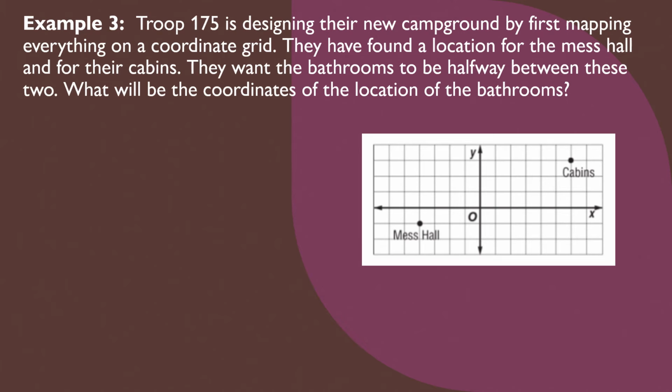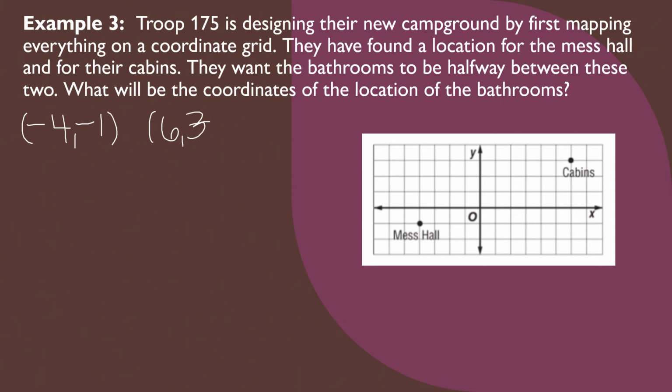All right, Troop 175 is designing their new campground by first mapping everything on a coordinate grid. They have found a location for the mess hall and for their cabins. They want the bathrooms to be halfway between the two. What will be the coordinates of the location of the bathroom? All right, so let's identify the coordinates of the mess hall. The mess hall would be negative 4, negative 1. And the cabins are at 1, 2, 3, 4, 5, 6, 3.